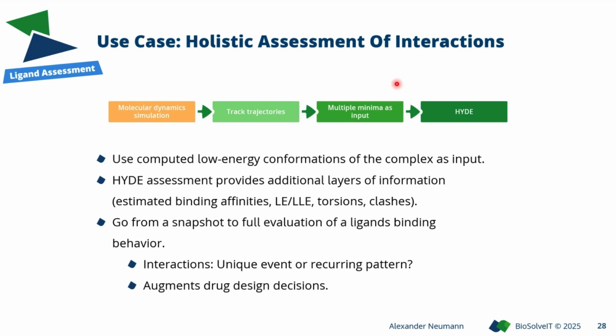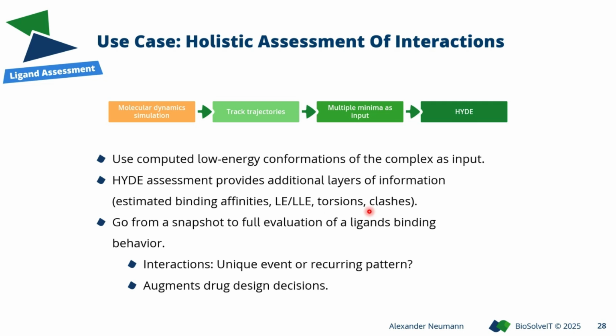How do others apply that? I really liked this workflow that I've seen. Basically, starting with molecular dynamics simulations, this company tracked the trajectories of the conformational changes and then used them as input. They extracted snapshots from the MD simulations of low energy conformations and then ran HYDE over it. Why did they do that? They got additional layers of information, estimated binding affinity, clashes, and so on and so forth, which can help you to understand the full picture, right?